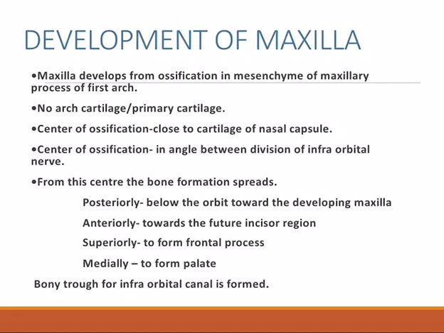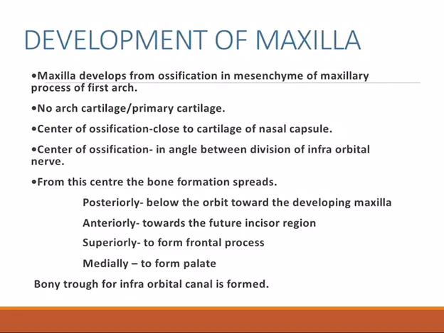Development of maxilla. The maxilla develops from ossification in the mesenchyme of the maxillary process of the first arch, with no arch cartilage or primary cartilage. The center of ossification is close to the cartilage of the nasal capsule, in the angle between the divisions of the infraorbital nerve. From this center, bone formation spreads posteriorly below the orbit towards the developing maxilla, anteriorly towards the future incisor region, superiorly to form the frontal process, and medially to form the palate.